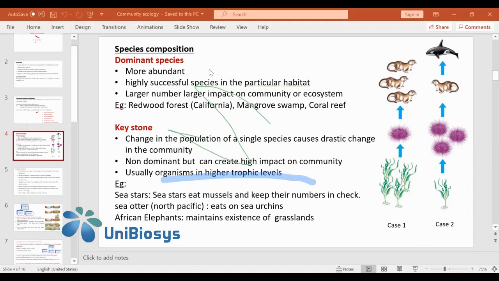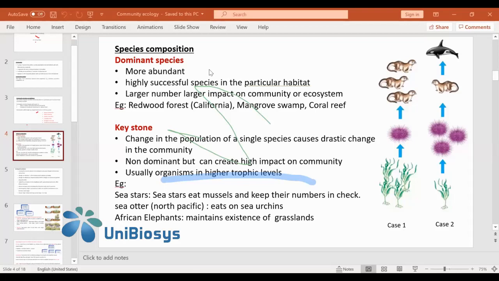And there is another term which is known as keystone species. What is a keystone species? It is a species which, if you remove it from a particular community, will have a drastic change on the community, and sometimes the entire community will crash.